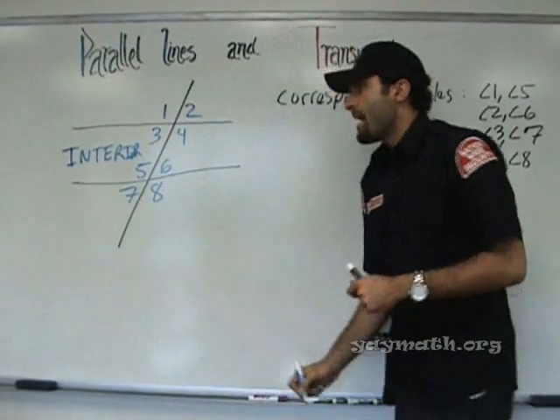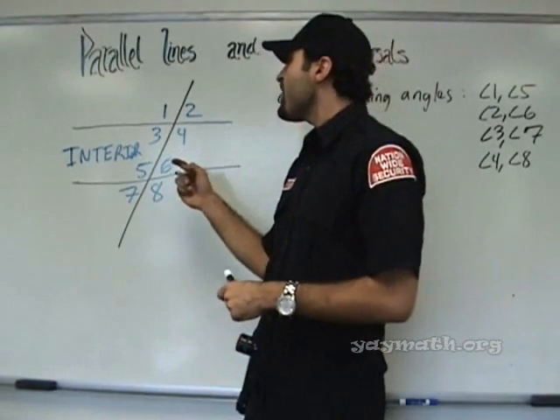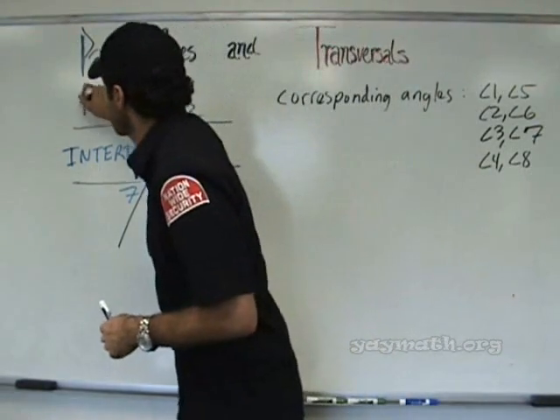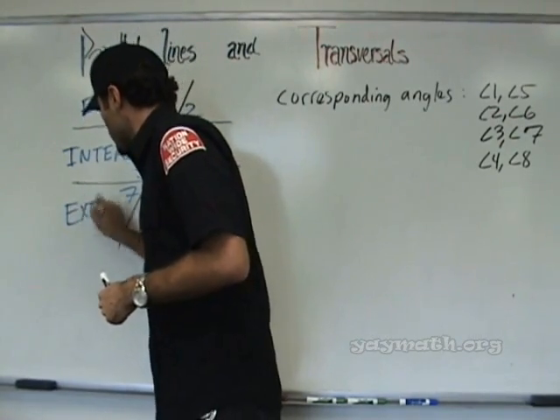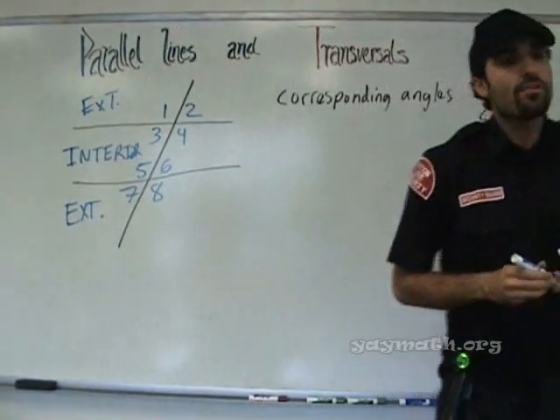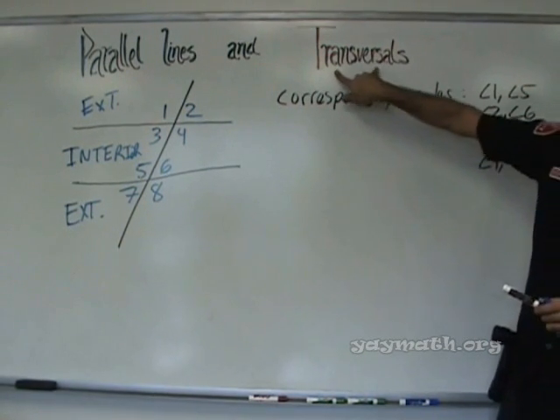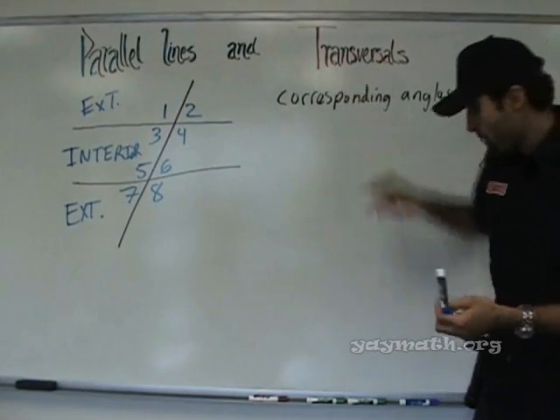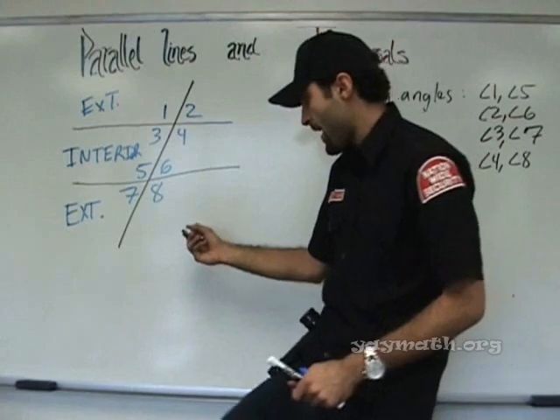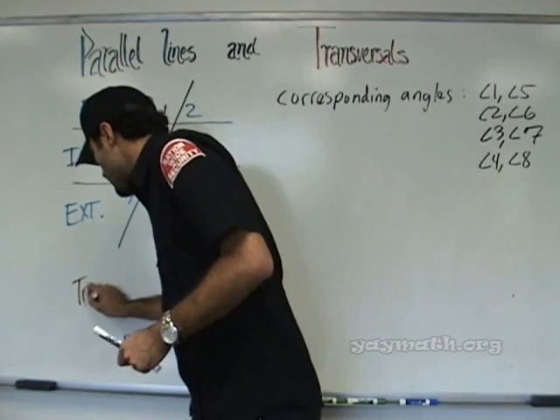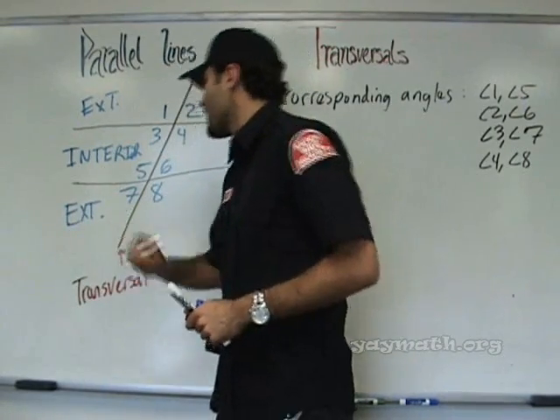Interior. And so what would outside this be? Exterior. Lovely. Okay. So we've established interior and exterior. And now we're going to define this word, transversal. Transversal is simply the line that cuts. So we'll label that. Transversal, the line that cuts.